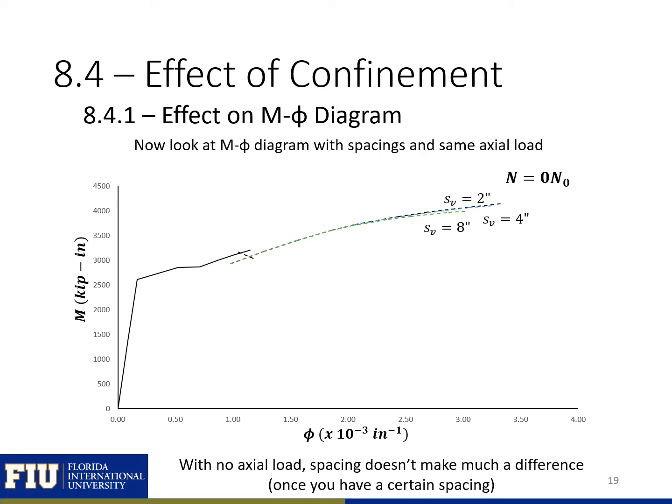Now we're going to look at the moment curvature diagram of our section with several different spacings and the same axial load. Here's our moment curvature diagram, and this is for an axial load equal to 0, so pure flexure. You can see that our spacing between 2, 4, and 8 inches isn't going to have much effect on the behavior of our confined section after spalling. And the spacing has no effect on our unconfined section. Note that in this case, an 8-inch spacing is still sufficient to confine our concrete here. If we decreased spacing even more, we would start to see effects on our moment curvature diagram.